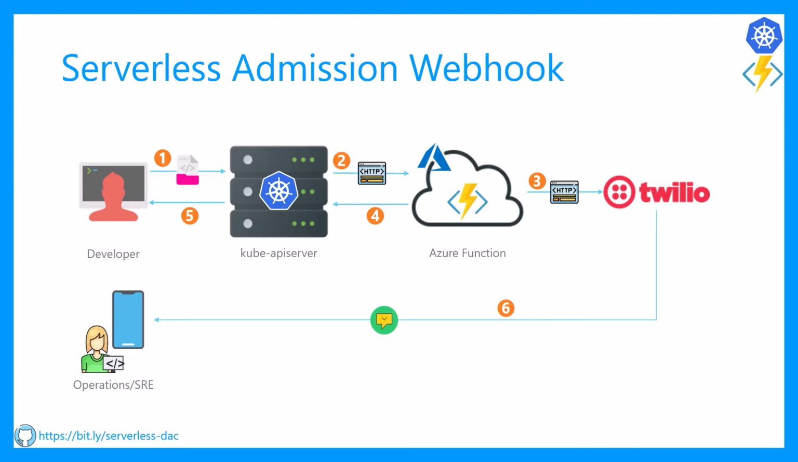During the processing of the request, Azure Function also uses the Twilio output binding to communicate the response to a phone belonging to operations or SRE via a text message. Please download the source code of the application from the link shown in this slide's footer and open the repo in your editor. Next, I will guide you through the repo structure and deploy the function app to Azure.